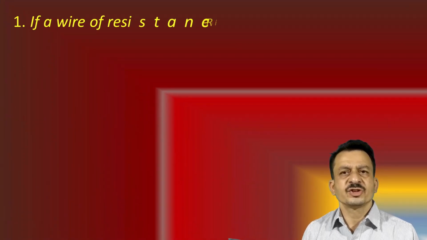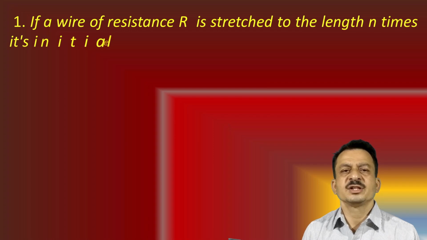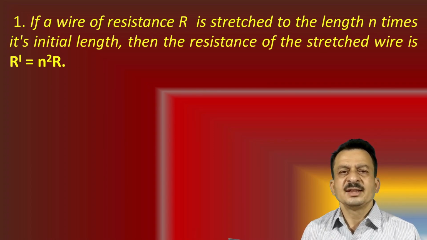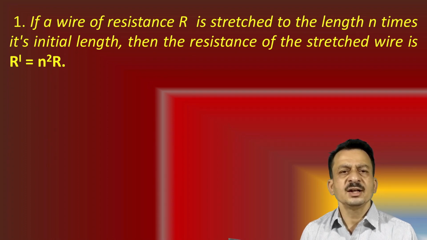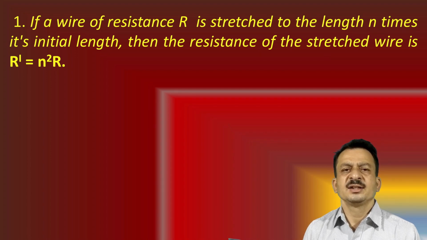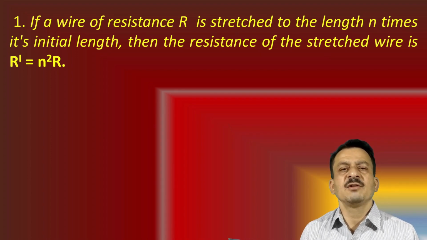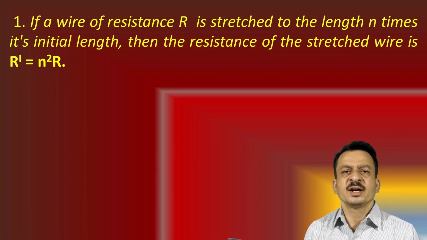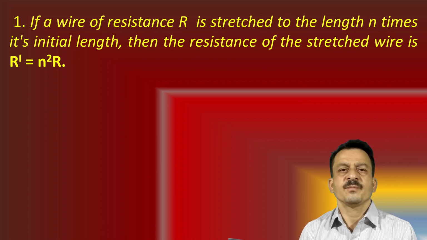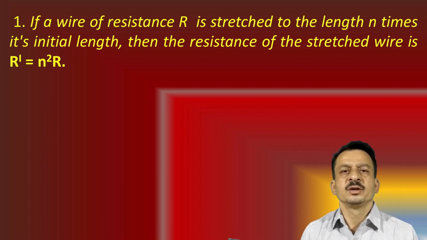If a wire of resistance R is stretched to n times its original length, we have a wire with a certain length, and if I stretch that wire, the length increases. Now I am stretching it to n times. Then obviously the resistance of the stretched wire is R' = n² R. This is one important point.